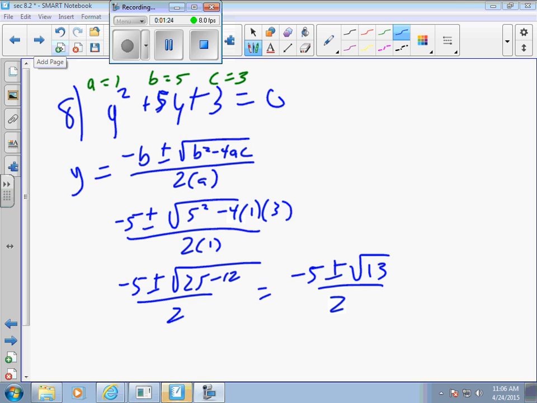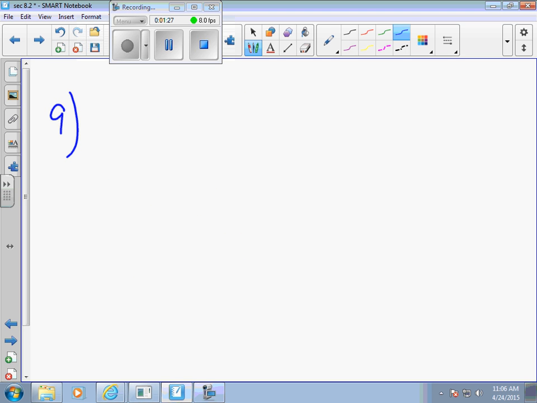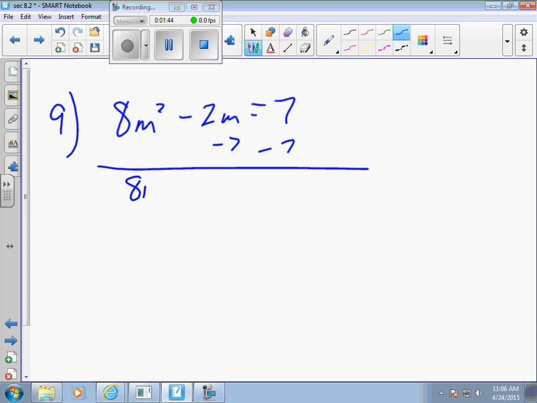Let's take a look at number 9. It says 8m squared minus 2m equals 7. We know before we can plug into the quadratic formula, we have to have it in standard form. So I'm going to subtract 7 from both sides to get it to standard form. Remember, standard form is ax squared plus bx plus c equals 0. So I get a equals 8, b equals negative 2, and c equals negative 7.